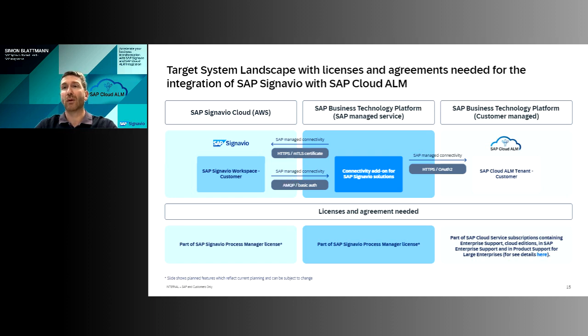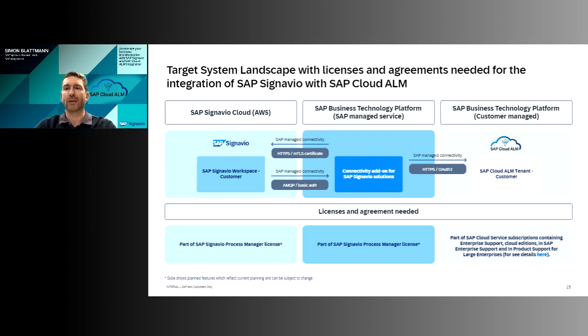So there's also no technical API user needed anymore. It's all working via certificates. And then there's also the plan that we will also connect the SAP Cloud ALM tenant via OAuth authentication. And this will all be established via this automatic configuration.